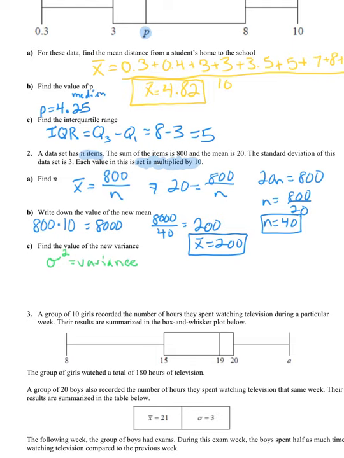So the original standard deviation was 3. What do you think the new standard deviation is if we're multiplying each value by 10? Any guesses? It's going to be 3 times 10, 30. How is that squared though? Since the standard deviation of the original data set was 3, 30 is the standard deviation of the new data set.